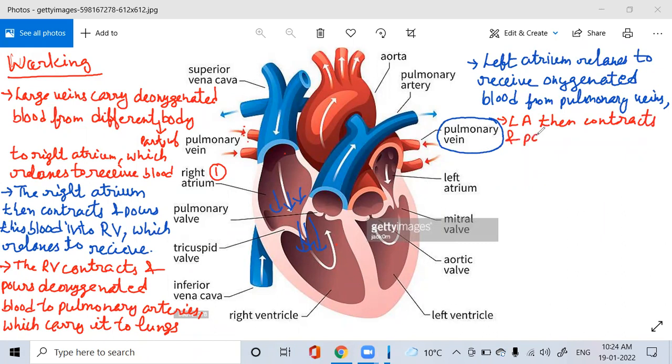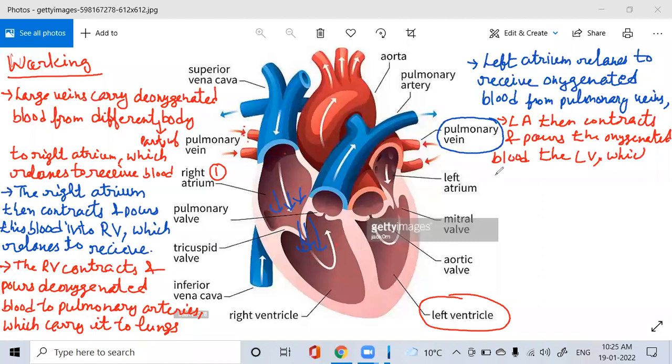And where it will pour, we know that, it pours the oxygenated blood to the left ventricle here, that is LV, left ventricle, right? And we know that it will relax, to receive that oxygenated blood.